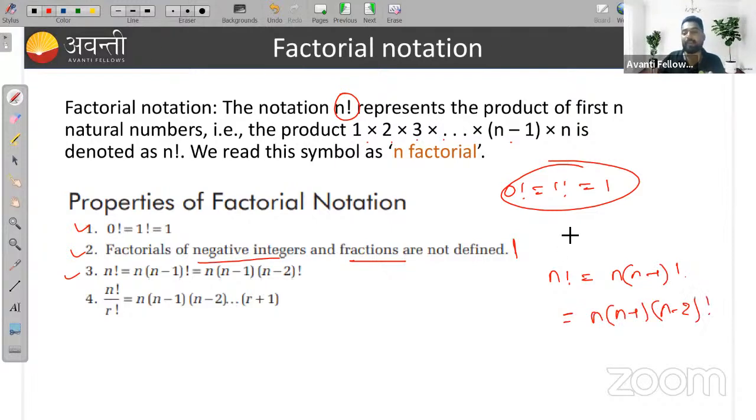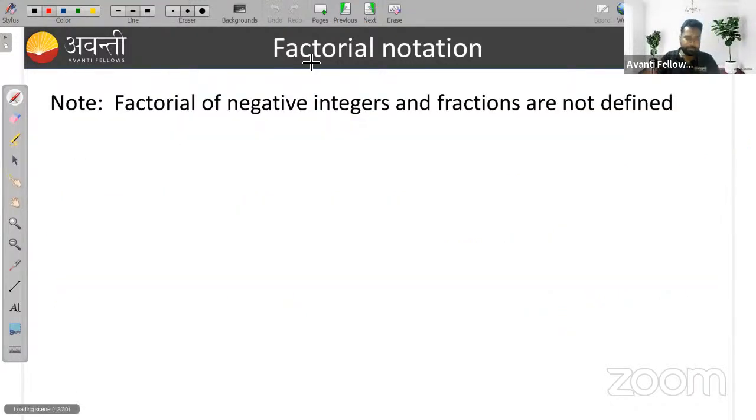That means 5 factorial is 5 into 4 factorial, or 5 factorial is 5 into 4 into 3 into 2 into 1. Right? Now the last one: n factorial upon r factorial is n into n minus 1 into n minus 2 up to r plus 1. Got it? Let's move. I have already told you, factorials of negative integers and fractions cannot be found.